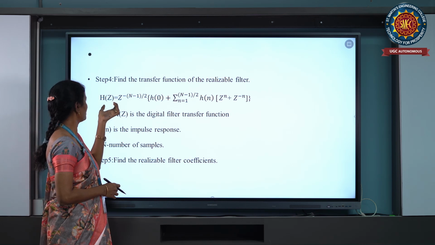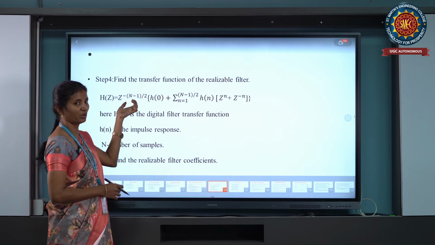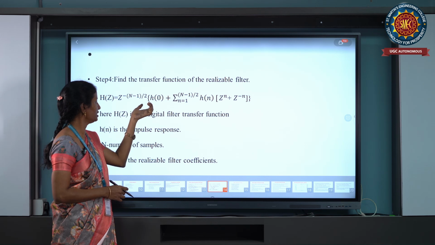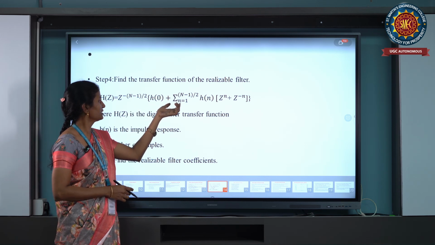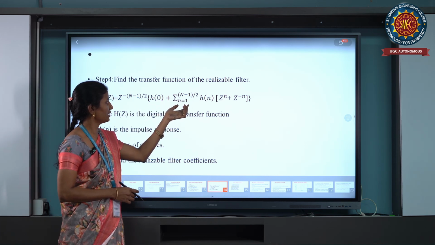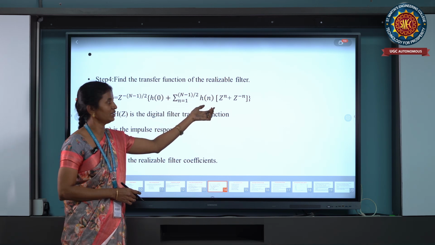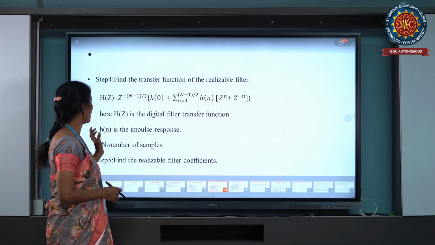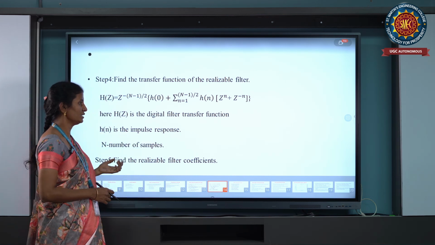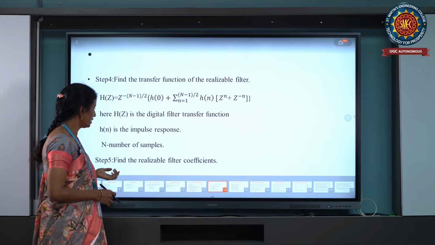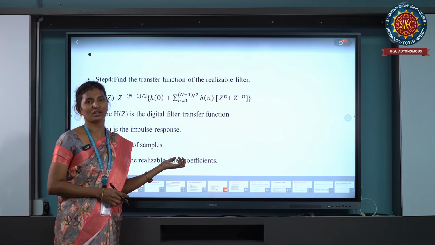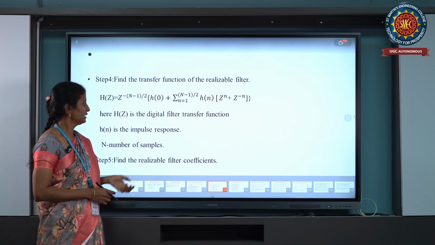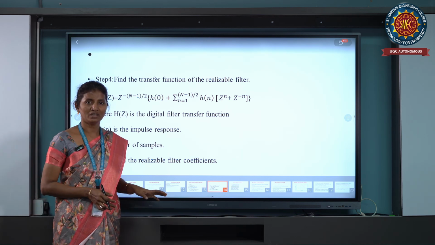The formula of H(z) is H(z) = z^(-(N-1)/2) times [h(0) plus the sum from n equals 1 to (N-1)/2 of h(n) into (z^n plus z^(-n))]. This is the formula of the transfer function. Using this transfer function, we find the filter coefficients of the digital filter. This is today's topic. Thank you.